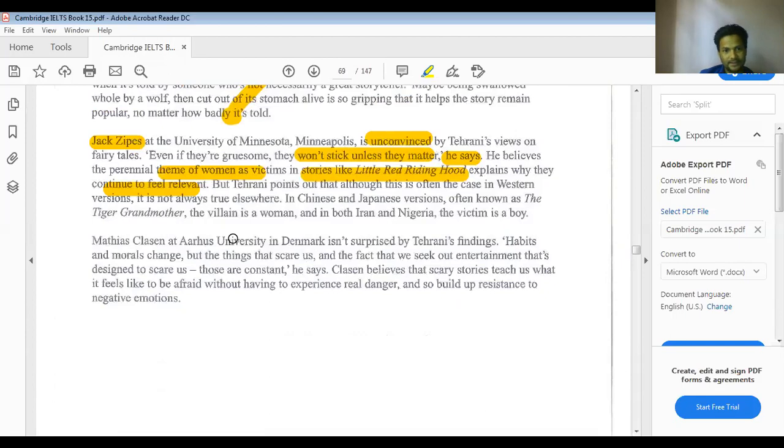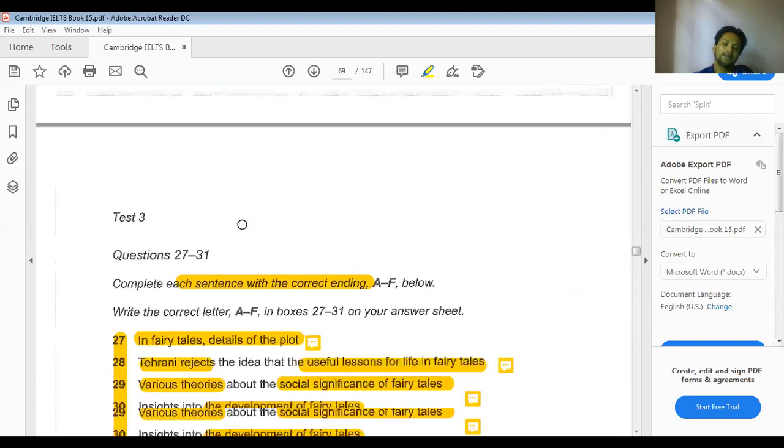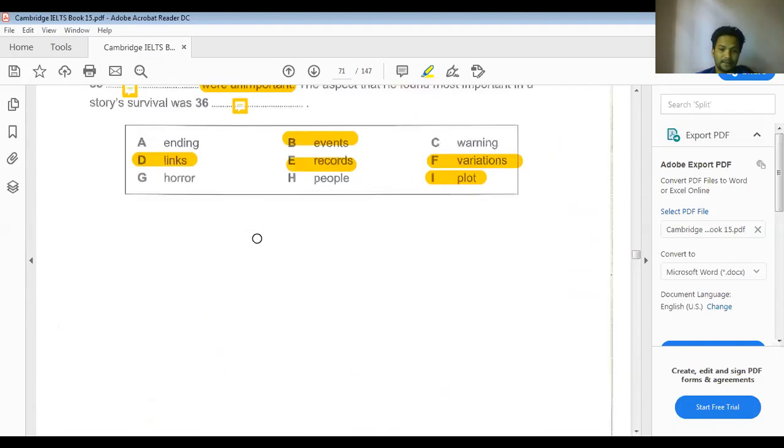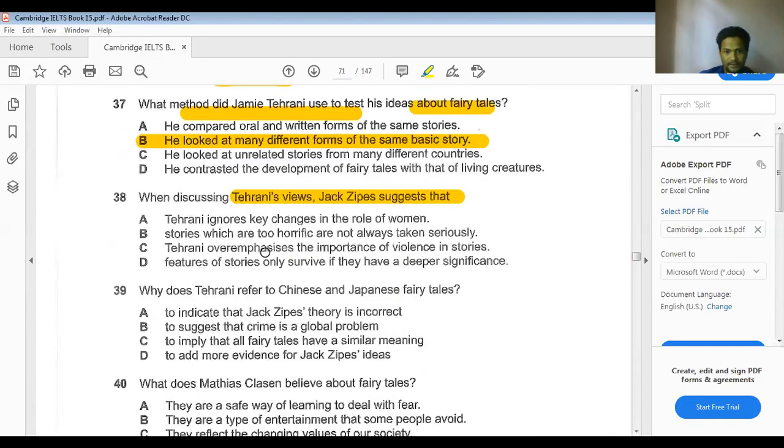Oh, we got this. This is the perennial theme. Look here, he says he believes the perennial themes of women as victims in the stories explain why they continue to feel relevant. It means deeper meaning. Perennial theme means the significance here. Okay, we got the answer for question number 38, it is D. Okay, you understand. We'll be checking answers later.